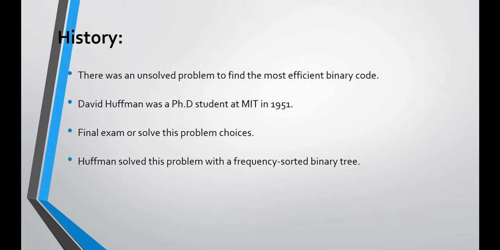Let's talk about the history first. There was an unsolved problem to find the most efficient binary code. David Huffman was a PhD student at MIT in 1951. His professor gave him the choice of a final exam or solving this problem. Huffman decided to take this challenge, but he was unable to find the most efficient binary code at the beginning. When he was about to give up and start studying for his final, he came up with the idea of using a frequency sorted binary tree, which solved the problem.